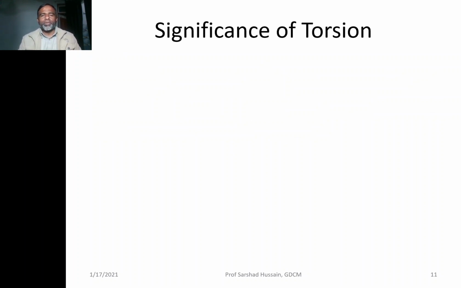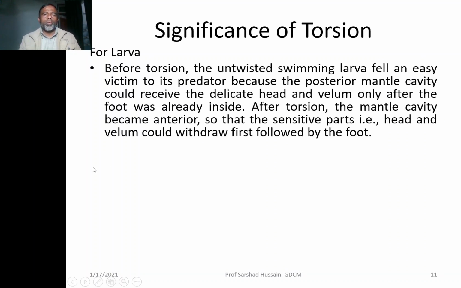So what is the significance of torsion? What does torsion do for the gastropods? Let us see the significance of torsion for the larva of the gastropods. Before torsion, the untwisted swimming larva fell an easy victim to its predator. Why? Because the posterior mantle cavity could receive the delicate head and velum only after the foot was already inside. After torsion, the mantle cavity becomes anterior, so that the sensitive parts, head and velum, could withdraw first, followed by the foot.